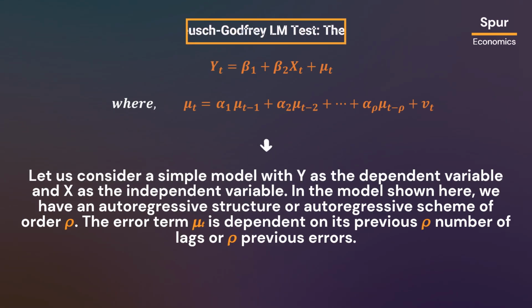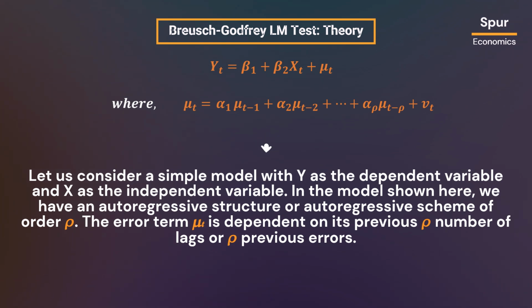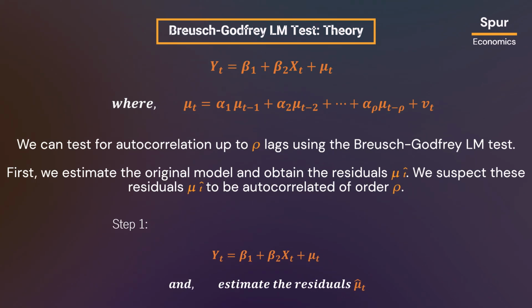Let us consider a simple model with y as the dependent variable and x as the independent variable. In the model shown here, we have an autoregressive structure or autoregressive scheme of order rho. The error term mu is dependent on its previous rho number of lags or rho previous errors as seen in the equation. We can test for autocorrelation up to rho lags using the Breusch-Godfrey LM test.